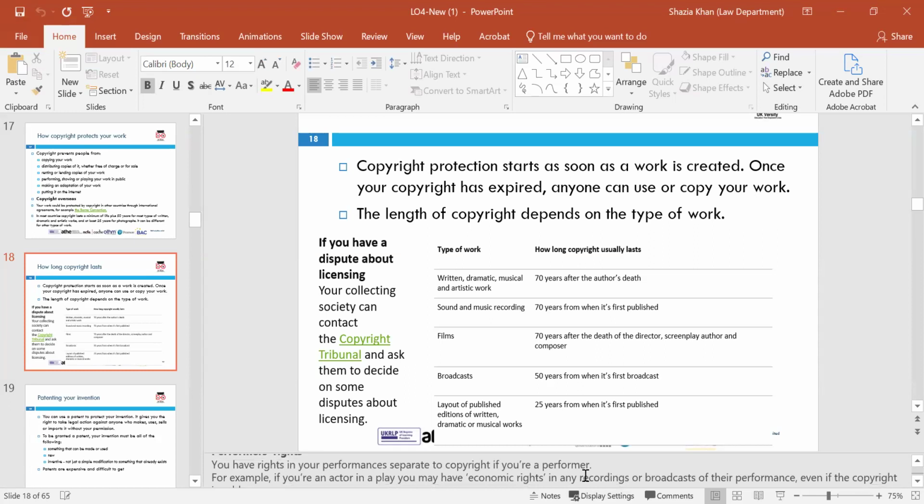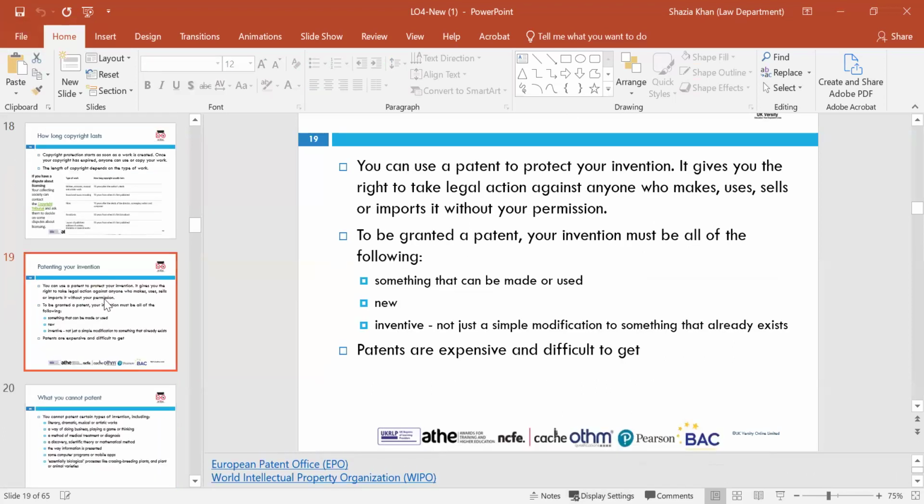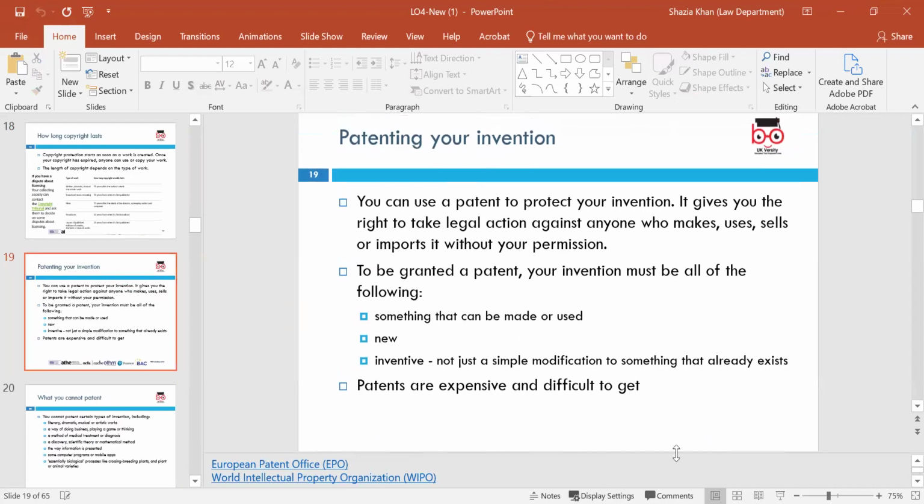So if you have a dispute about licensing, your collective society can contact the copyright tribunal to ask them to decide on some disputes about licensing. So the next one is patenting your invention.